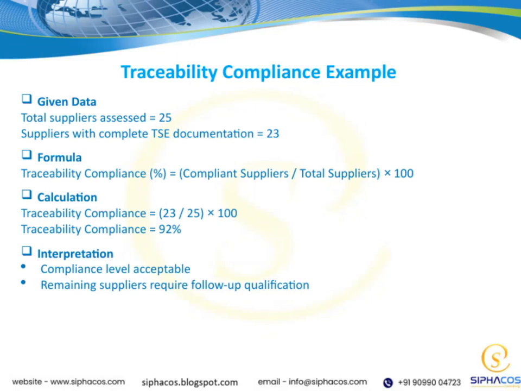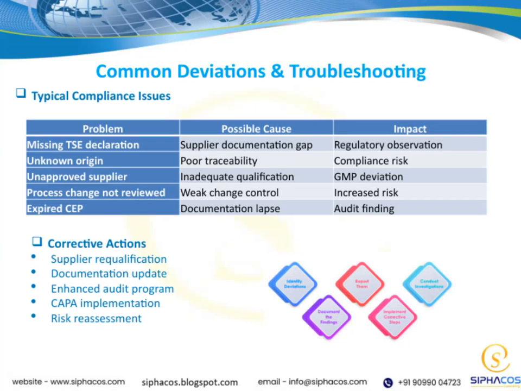Let's look at an example of traceability compliance in action. We assessed 25 suppliers in total. Out of those, 23 had complete traceability documentation. To find the compliance percentage, we divide the compliant suppliers by the total, then multiply by 100. That gives us 92% compliance. This level is acceptable, but it also tells us that a couple of suppliers still need follow-up to meet the standard fully.